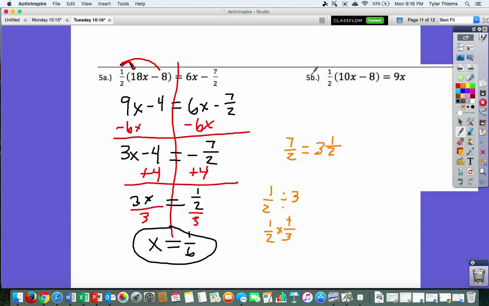Press pause, do number 5B on your own, and make sure you complete the IXL and the exit ticket before you leave.